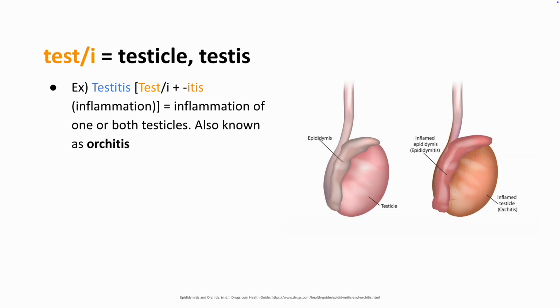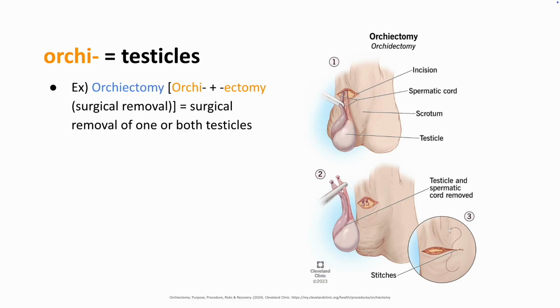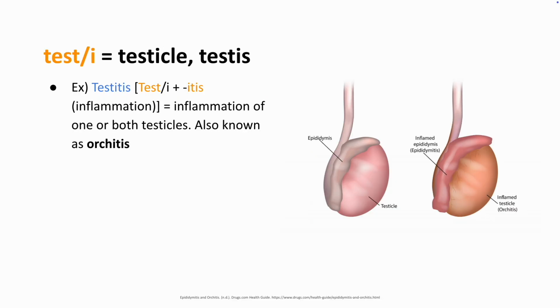Test E is a combining form that means testicle or testis. So testitis is one example. Testi plus itis, so it's an inflammation of one or both testicles. And as you could see, orchi is a prefix that also means testicle, so it's also known as orchitis. Basically, an inflammation of the testicle.